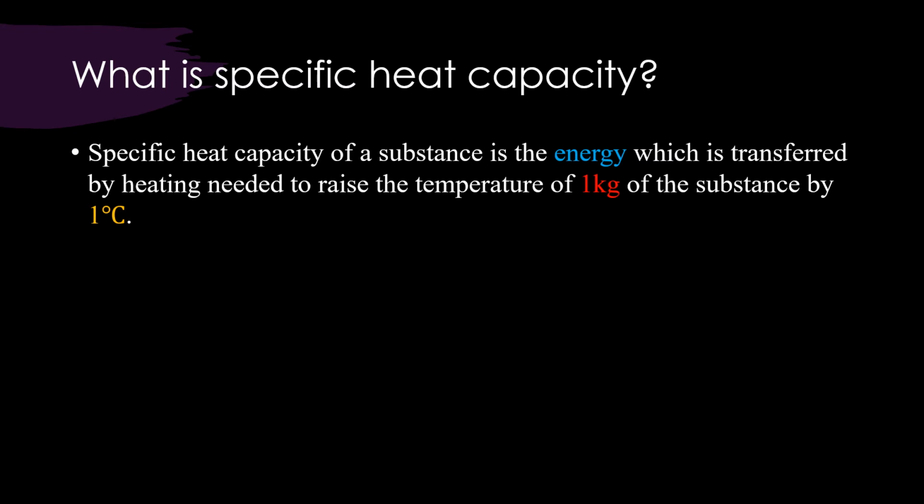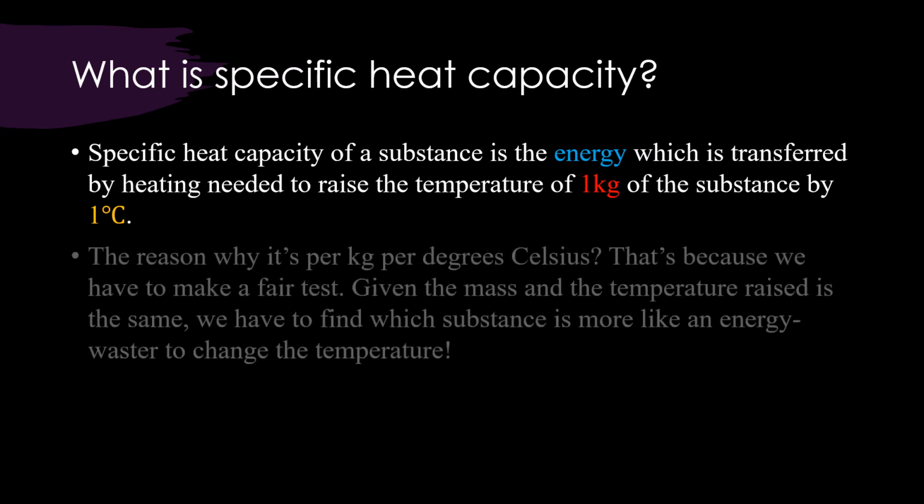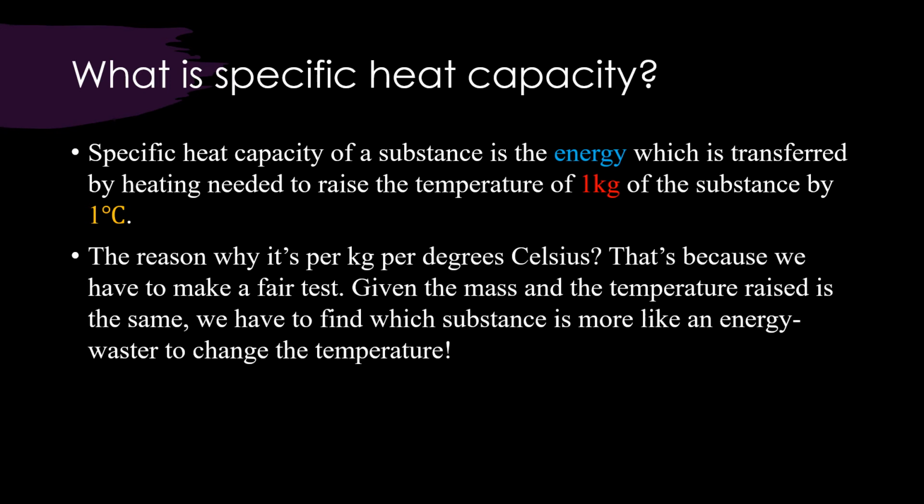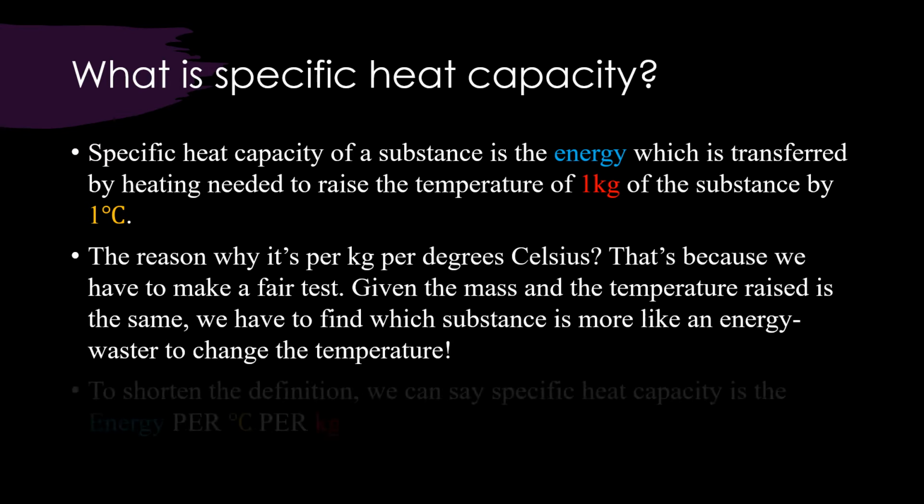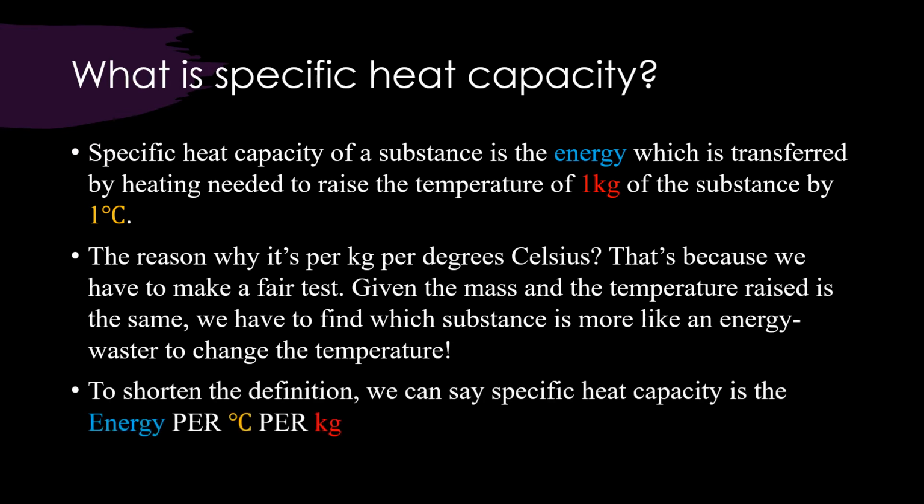Specific heat capacity of a substance is the energy which is transferred by heating needed to raise the temperature of 1 kg of the substance by 1 degree Celsius. The reason why it's per kg per degree Celsius is because we have to make a fair test. Given the mass and the temperature raised are the same, we have to find which substance is more like an energy waster to change the temperature. To shorten the definition, we can say specific heat capacity is the energy per degree Celsius per kg.